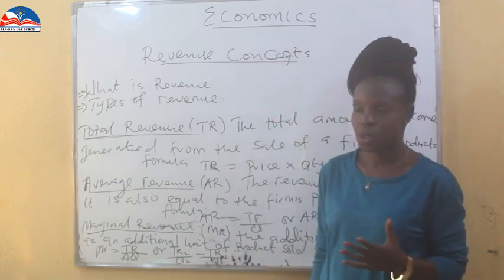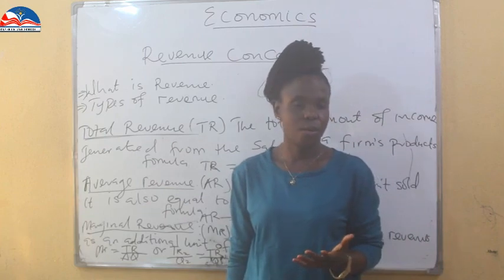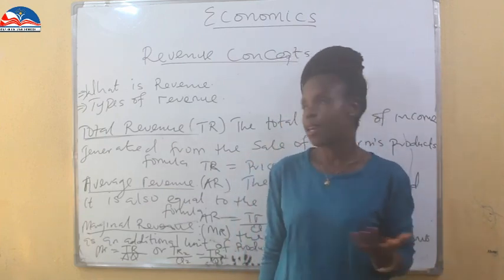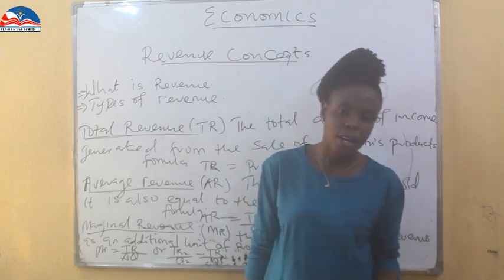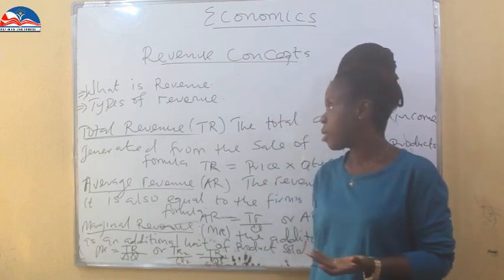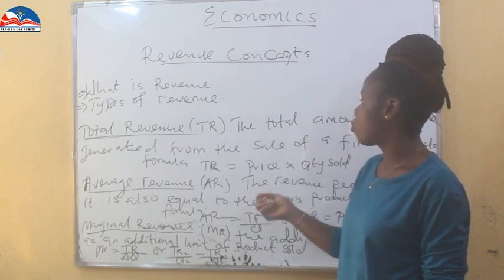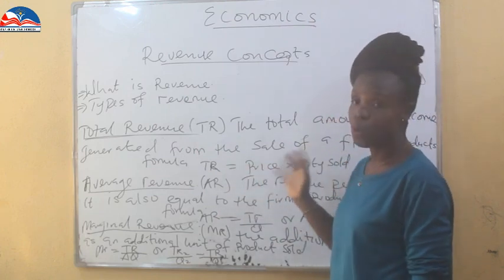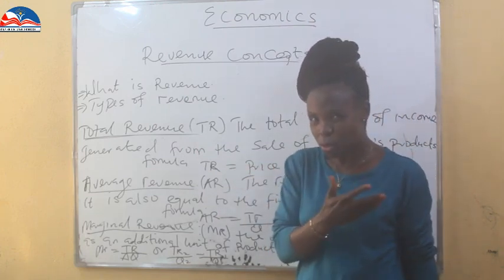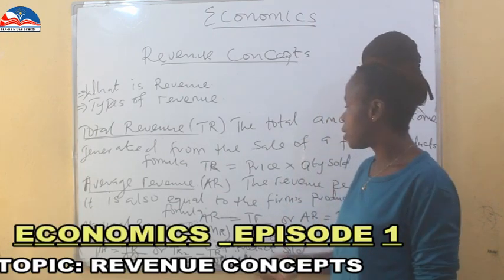In our next class, we'll discuss other economics areas. But please, go over this class. Look at what revenue is. Look at the types of revenue. Look at the mathematical formulas we have used. Total revenue, in the mathematical formula, is price times quantity sold. Watch my explanation of this.